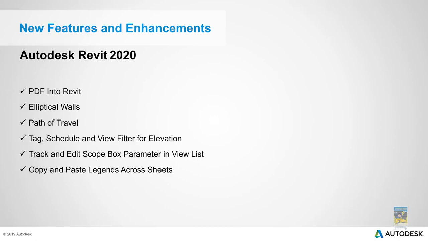We'll track and edit scope box parameters within a view list so that you can consistently make your views look correct. And then lastly, we can take legends and copy paste them across sheets, whereas in prior versions we could drag and drop the legend views into multiple sheets. And this time we can copy paste and place it exactly in the same spot.